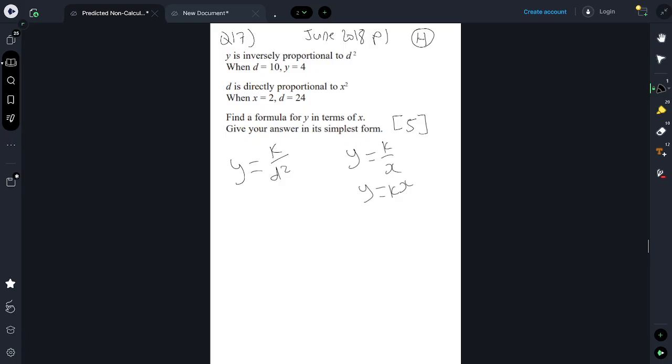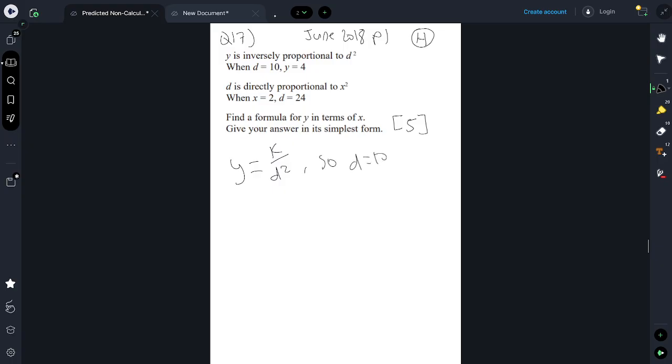So y and d squared, inversely proportional, switch x to d squared, is k over d squared. That's inverse proportion. You can use the proportionality symbol, but you don't need to. When you say it's inversely proportional, just write this down. It looks like k over something. That's all it is. And so now we're given this because we need to find this constant here.